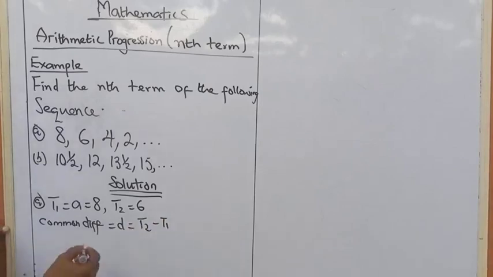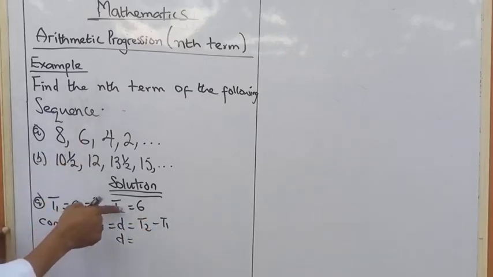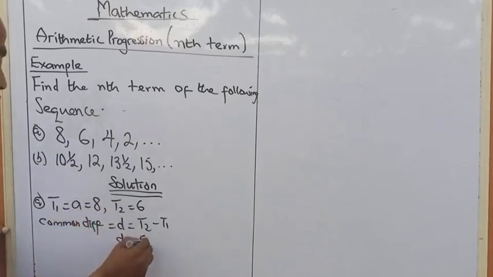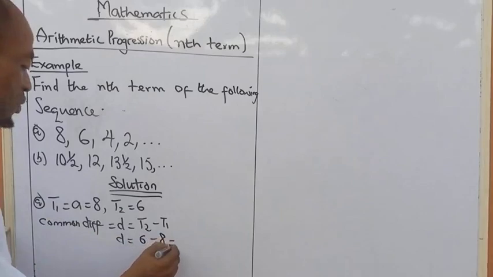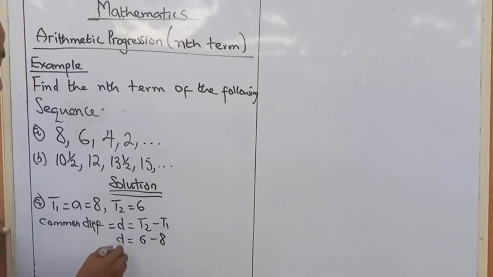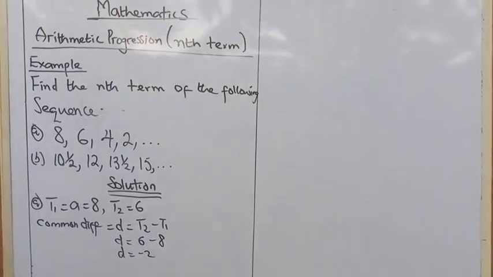T2 minus T1. So our D now equals, what's our T2 from this question? T2 is 6, minus T1, that's 8. So what's 6 minus 8? 6 minus 8 will give us minus 2. So D equals minus 2. You can see we have gotten our D now.